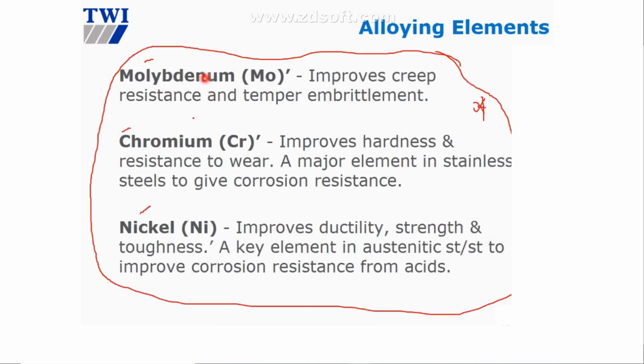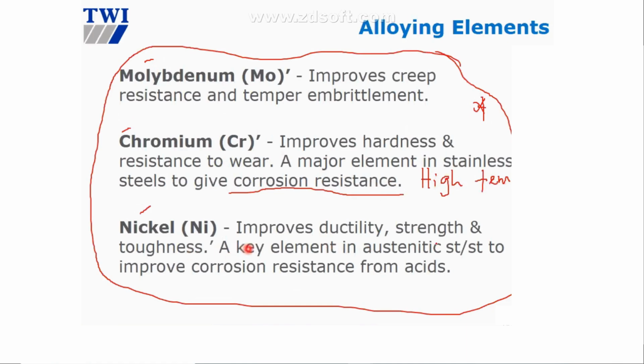To avoid creep, the steel must have molybdenum. So chromium, what is the purpose of chromium? Here it improves hardness and resistance to wear, especially in stainless steel to give corrosion resistance. So that is the purpose of chromium. And they also add chromium for high temperature. Normally for high temperature. All right.